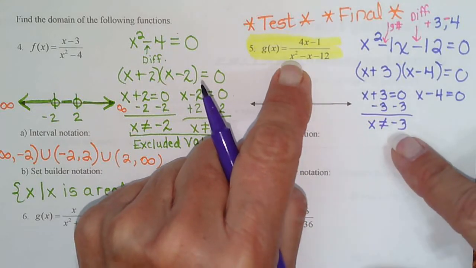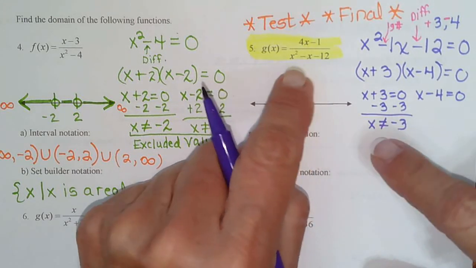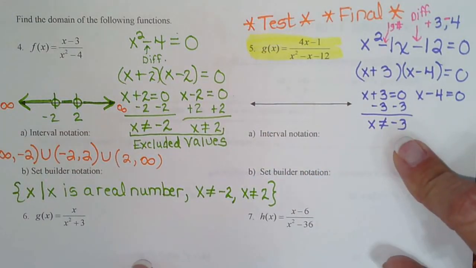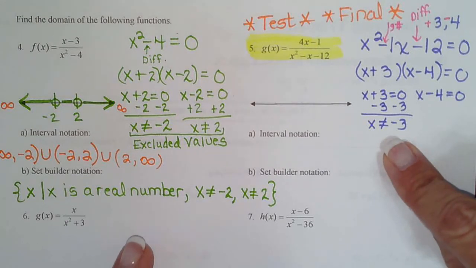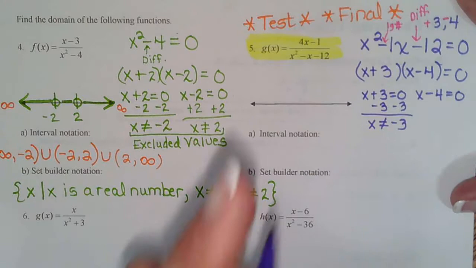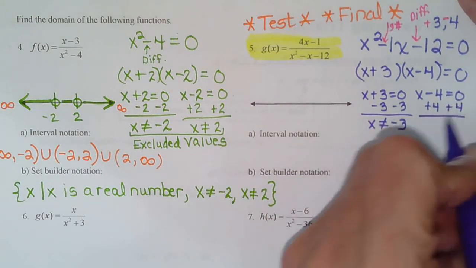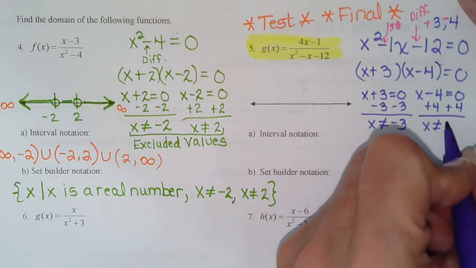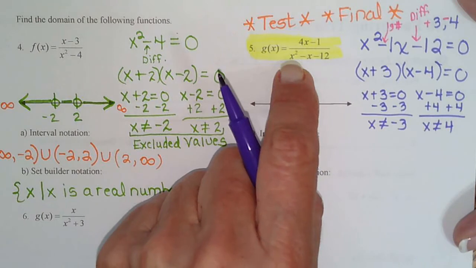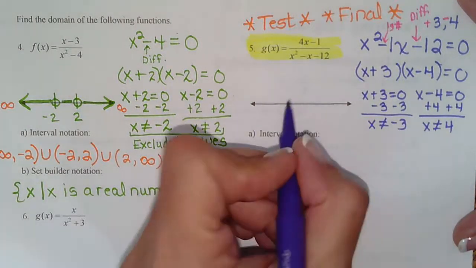-3 times -3 is 9. Minus -3 would be +3. 9 plus 3 is 12. Minus 12, sure enough, it makes the denominator 0. We can never have 0 in the denominator of a fraction, therefore it's an undefined value or excluded value of the domain. So those are the two values that x can't be, and you can test for 4. 16 minus 4 is 12. 12 minus 12, 0. Yep, it makes it 0.